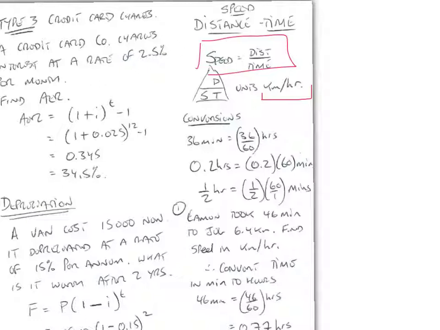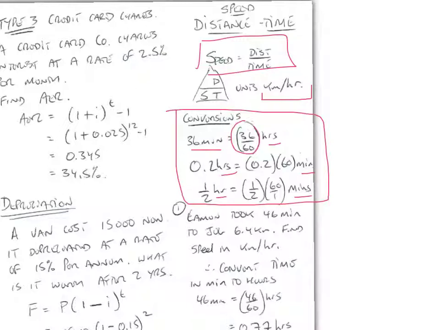With that in mind, you need to be sure of how to convert from minutes to hours, or hours to minutes, or fractions of hours to minutes. So 36 minutes in hours is 36 divided by 60 hours, always. 22 minutes in hours would be 22 divided by 60 hours. 0.2 of an hour is 0.2 times 60 minutes. And a half hour is a half times 60, which is 30 minutes. So there are the formulas to convert over and back.